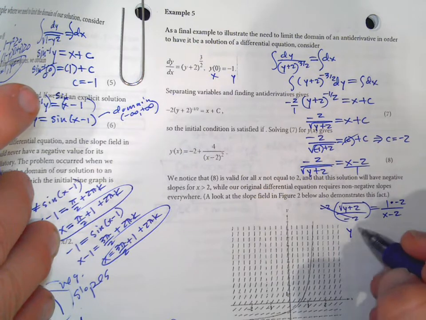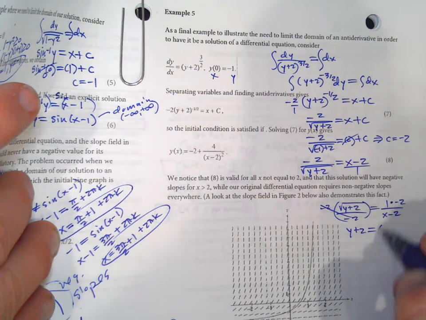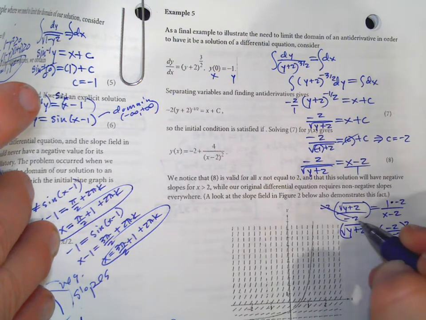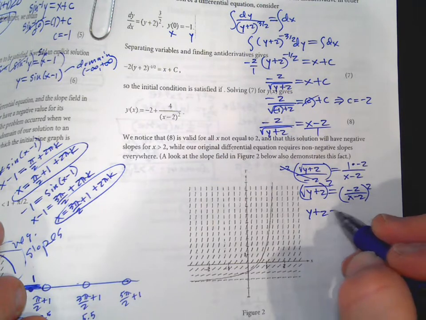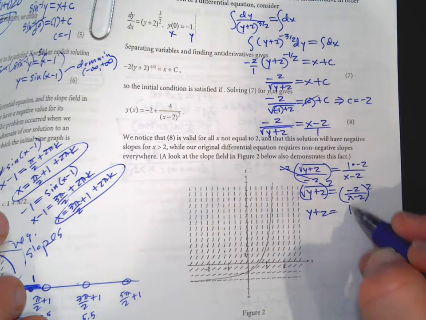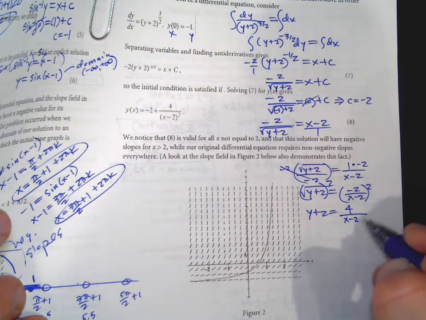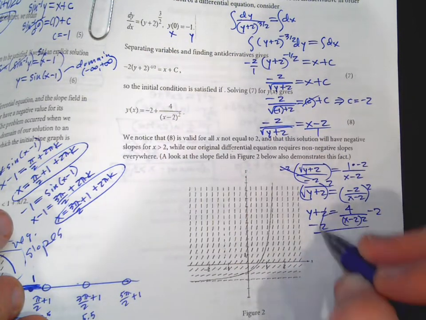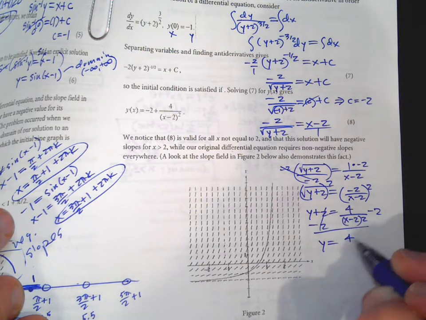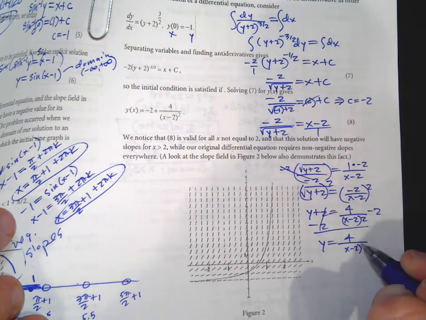And then I'm going to square both sides. You could leave the negative 2 in there, but the top is getting squared and the bottom is getting squared. And then we could subtract 2 from both sides. Lots of algebra here, right? So y equals 4 over x minus 2 squared, minus 2.